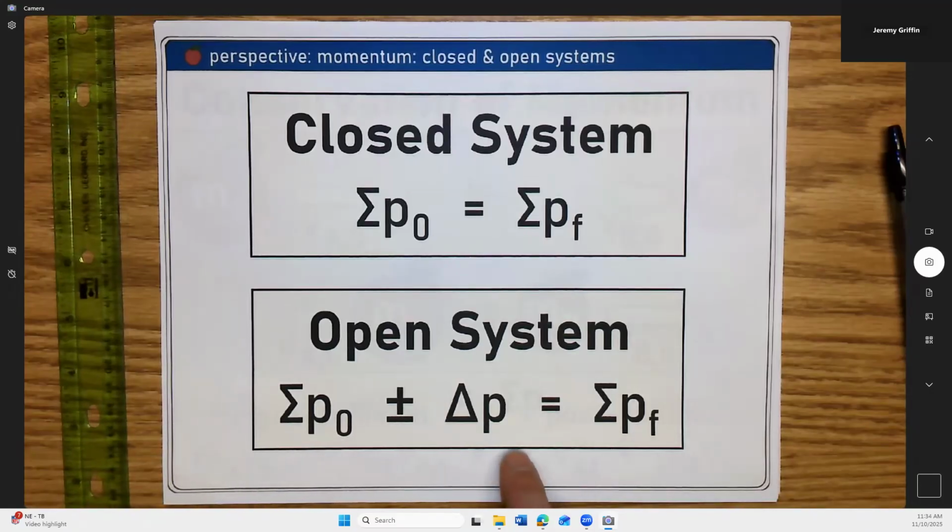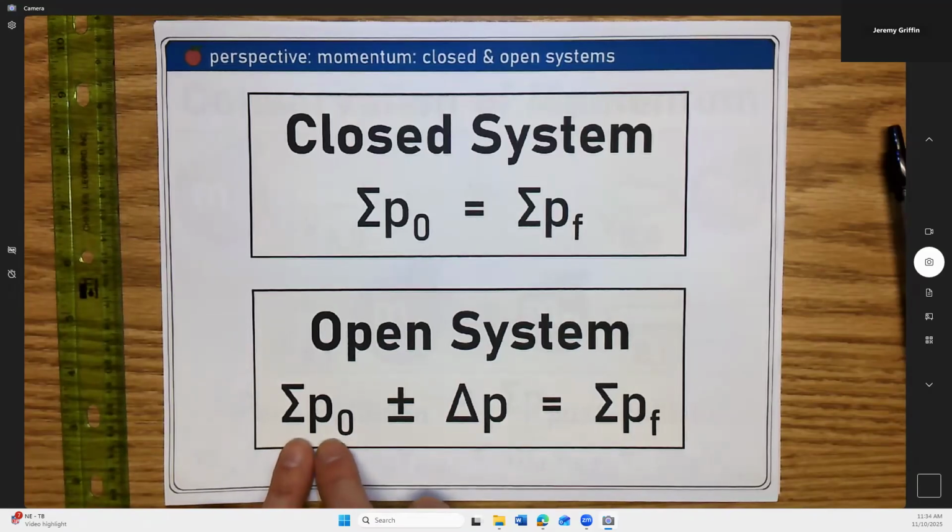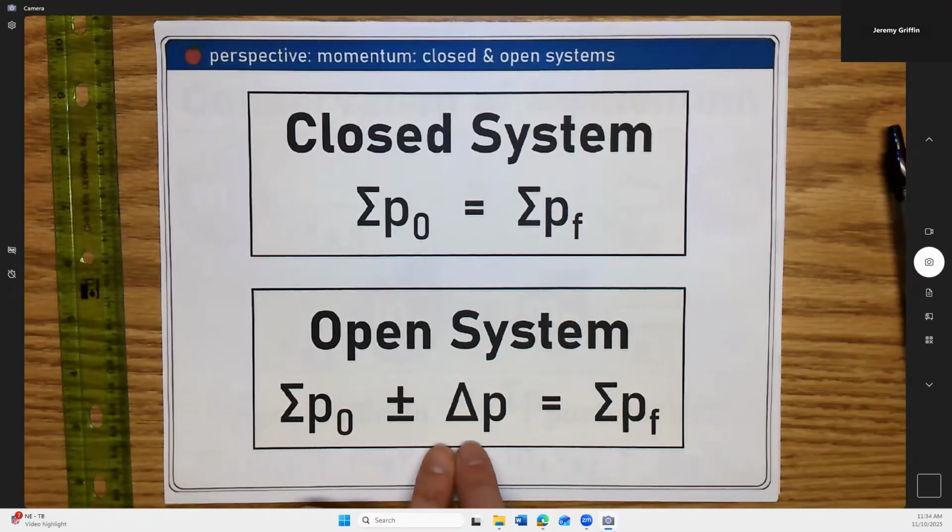So if you're only focused on the ball, maybe the ball comes in with some mass times velocity, and then bam, you hit it with the bat, and then it changes what it's doing and it flies into the outfield with a different momentum. Something like that. If you're just focused on the ball, that could be an open system with the external force from the bat.